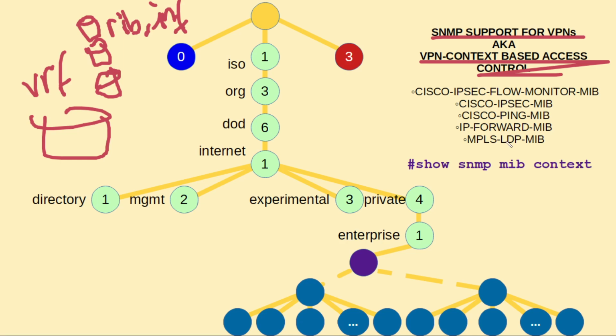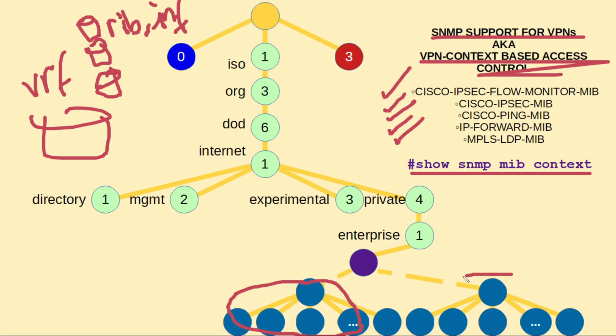There are MIBs that are VRF aware. In order to know what are the MIBs that are VRF aware within your device, you can use this command, show snmp mib context. We know for sure that these MIBs are VRF aware because they have been available since several years ago. So the idea here is that when you gather information for a particular VRF, for a particular MIB, the information will be different if you change the VRF.